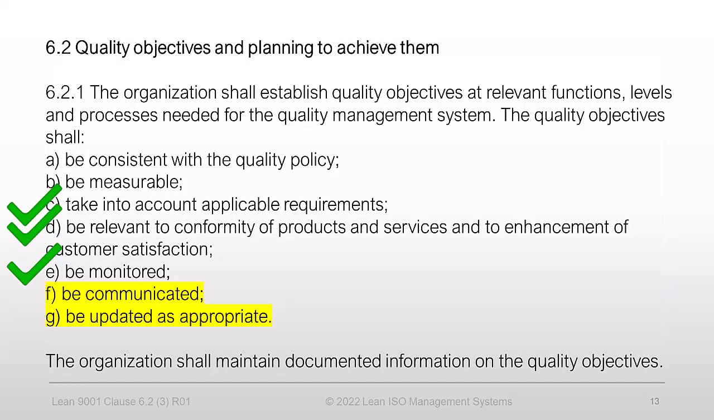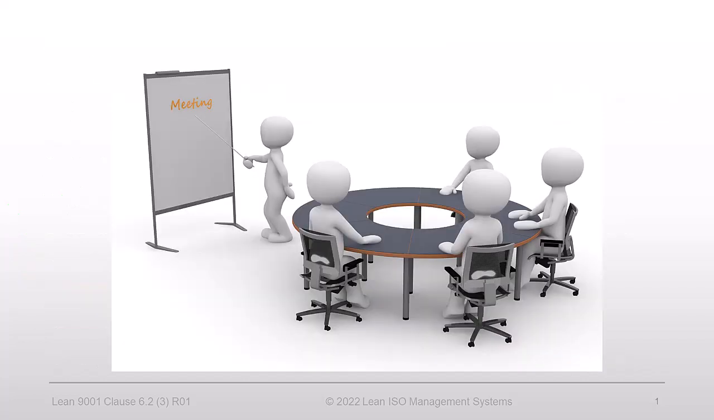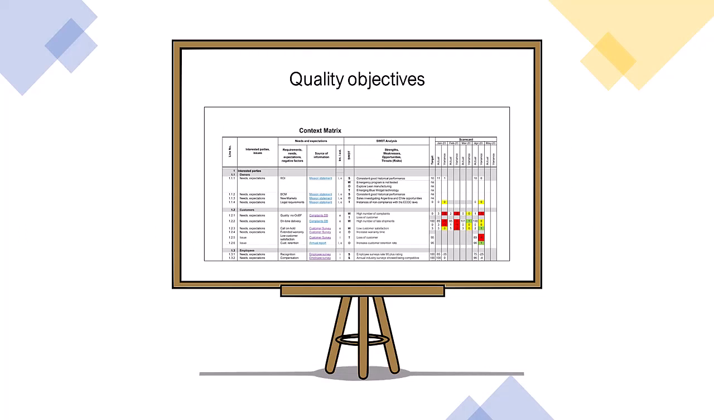The following two requirements for the quality objectives are simple. We have to communicate and update them. Often companies communicate and update their objectives through the management or operational review processes. Also, frequently businesses display their performance against objectives in production and office areas.